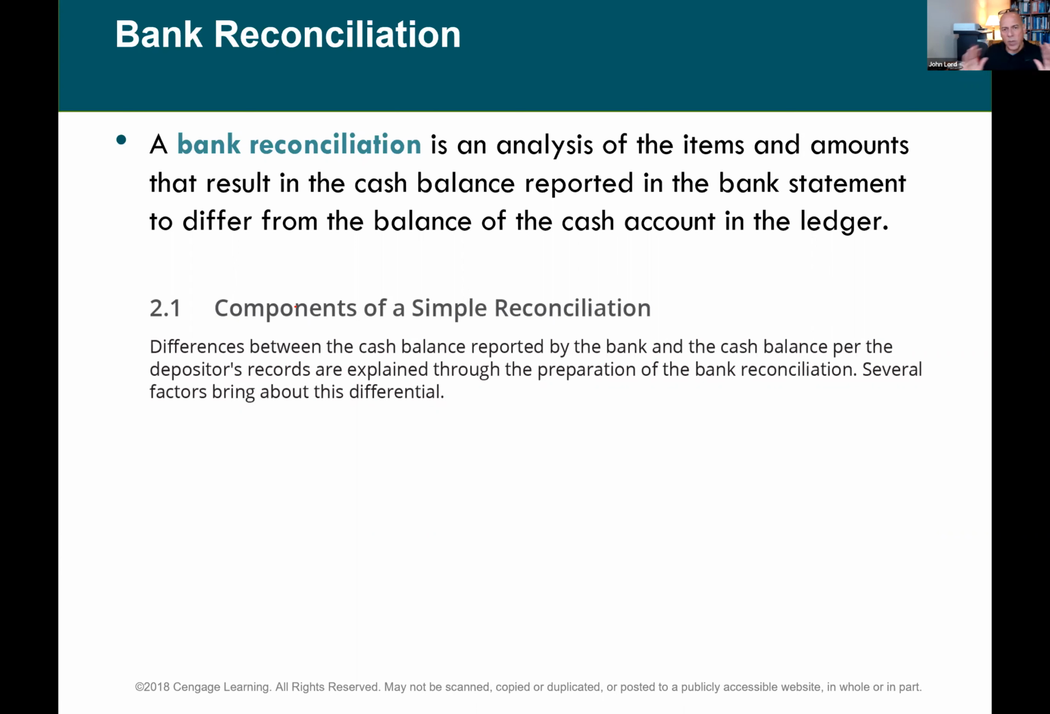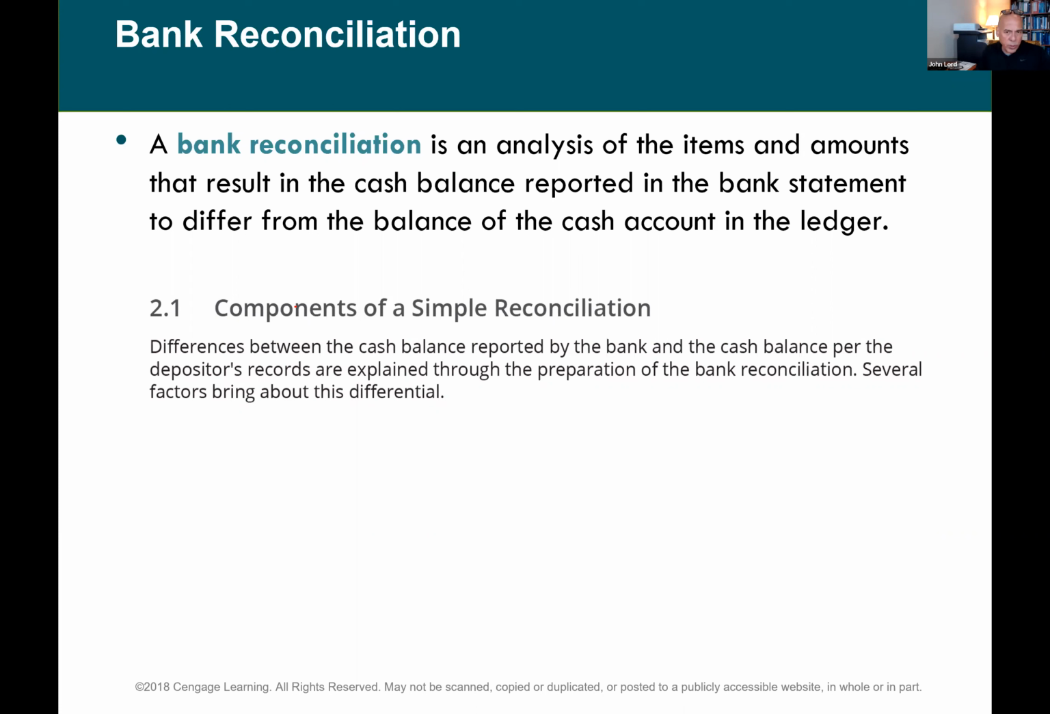The way I like to describe this is that there are things that have affected the correct cash balance that the bank knows about that the company doesn't know about. But there are also some things that the company has recorded that the bank didn't know about yet when it prepared that bank statement. So we take the balance per bank and the balance per book, adjust them accordingly, and reconcile to what the correct cash balance should be. And that's what gets reported on the financial statements.